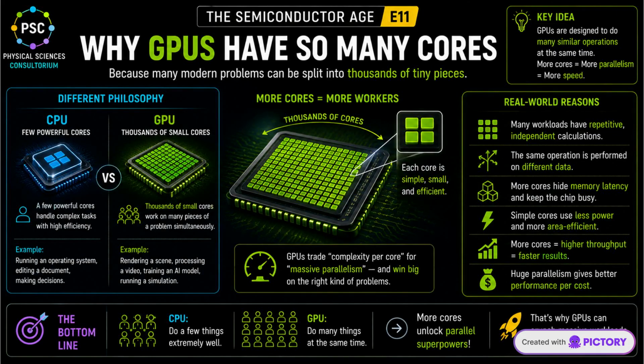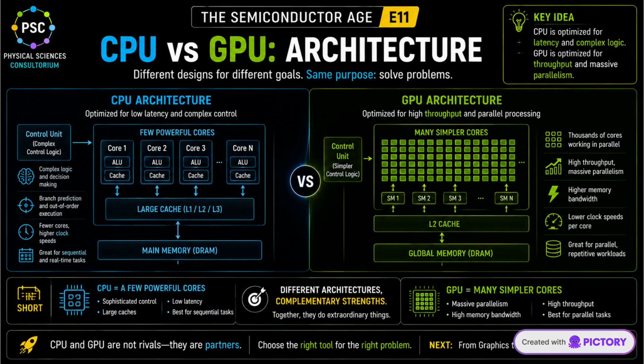GPU architecture is built around throughput. Instead of making every core extremely powerful, GPUs use large numbers of simpler processing units to perform massive amounts of parallel computation. So the difference is architectural. A CPU prioritizes flexibility and powerful individual cores, while a GPU prioritizes massive parallelism and throughput. Neither is universally better. The right architecture depends on the problem.